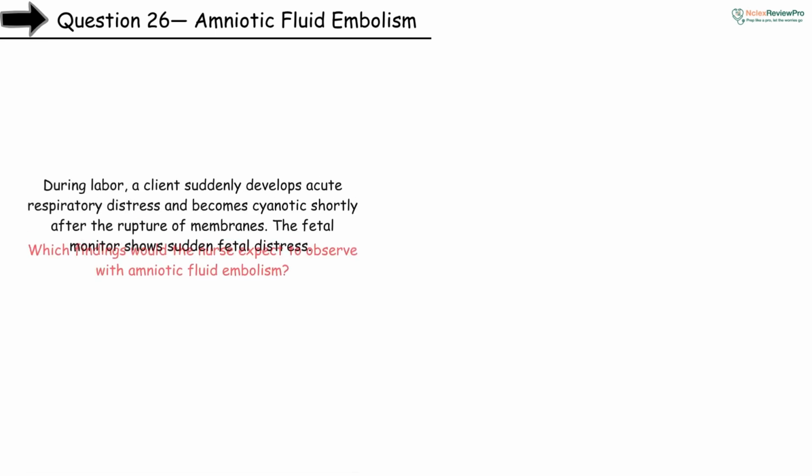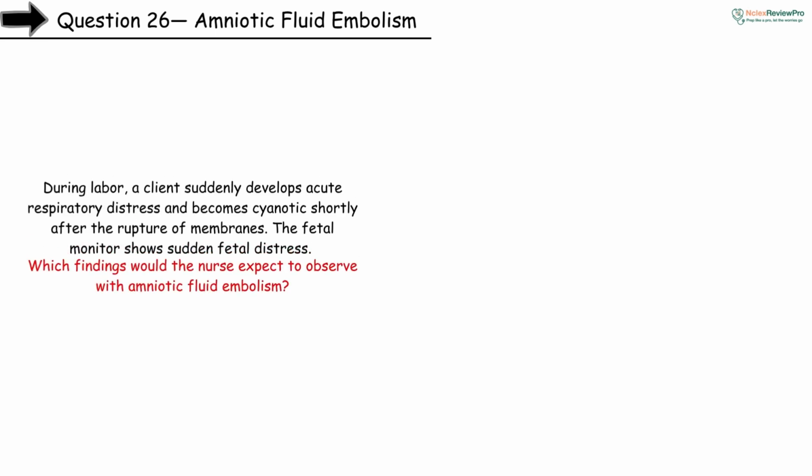Question 26. Select all that apply. All right, let's break this down. During labor, a client suddenly develops acute respiratory distress and becomes cyanotic shortly after rupture of membranes, and the fetal monitor shows sudden fetal distress. This is a classic high-risk obstetric emergency scenario. And the question is asking, which findings would the nurse expect to observe with amniotic fluid embolism?